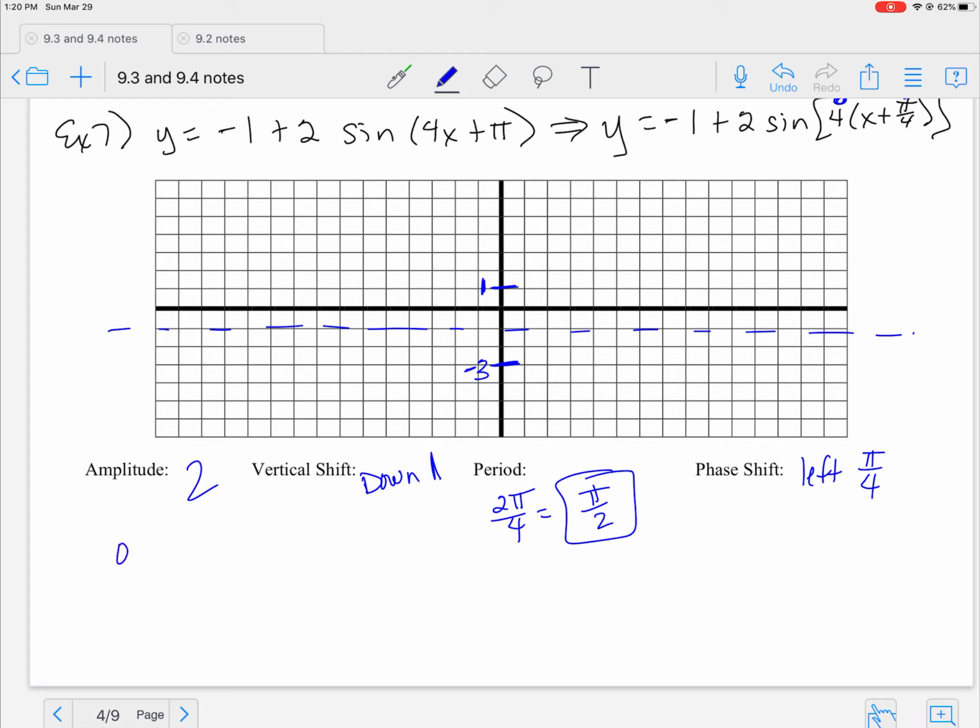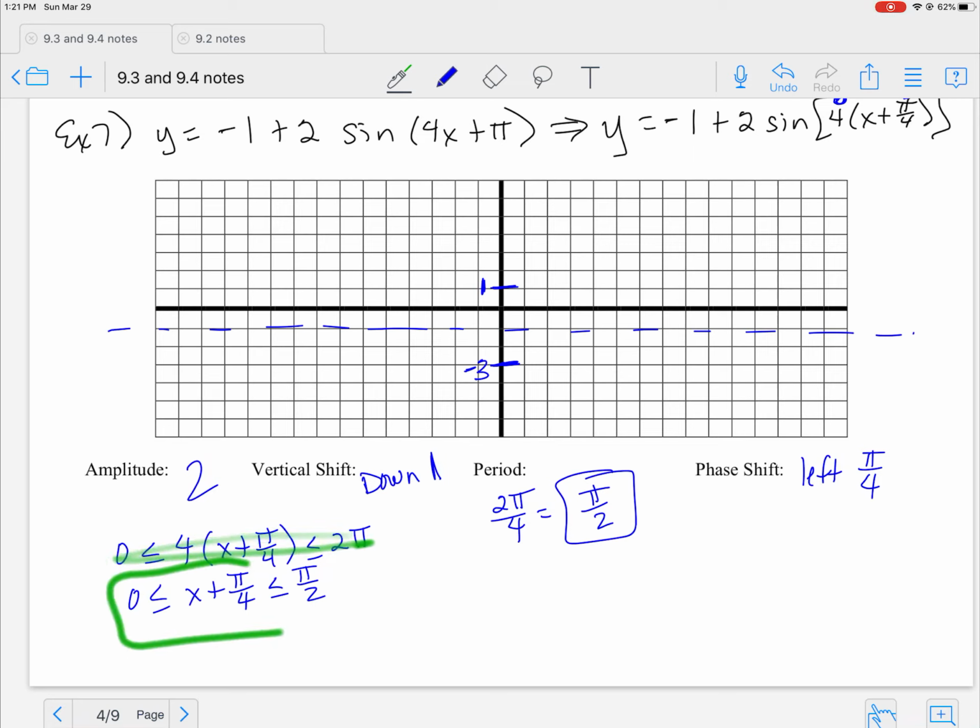All right. With my period here of pi over 2, and I'm shifting to the left, pi over 4, look at how all of this plays out. So I have 0 is less than or equal to 4 times x plus pi over 4, which is less than or equal to 2 pi. Now, if you divide both of those by 4, because 0 divided by anything is still just 0, and I have pi over 2.